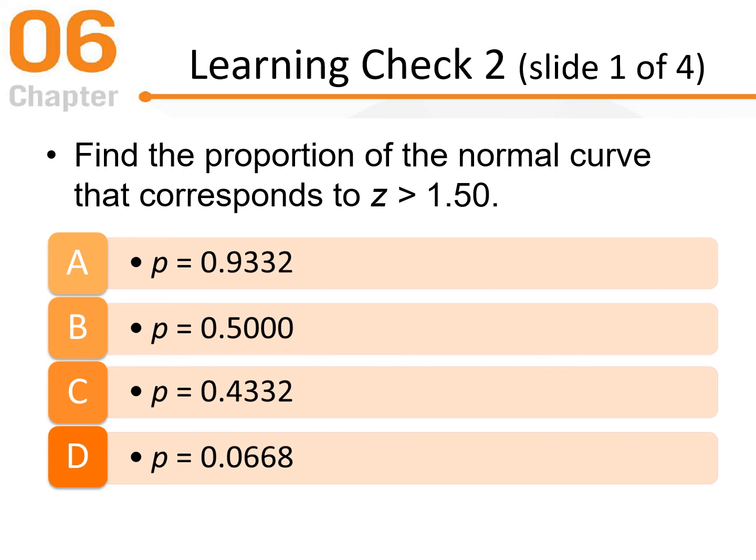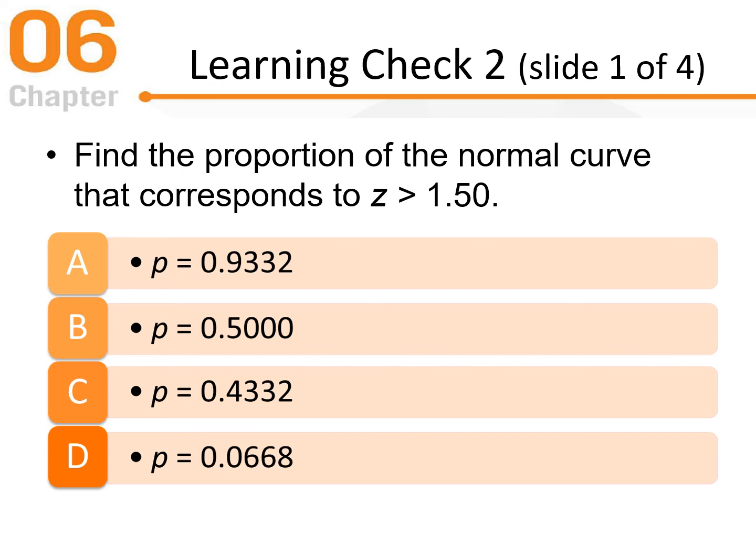So find the proportion of the normal curve that corresponds to a z greater than 1.50. Well, to find this, you're going to look up 1.50 in the table under column A. You would find 1.50 as your z-score. And if I want greater than 1.50, I want everything to the right. Since 1.50 is to the right of the mean, and I want everything to the right of 1.50, I want the tail, which is column C. So here I would look up 1.50, and I'd look up column C to find the tail. And that value is going to be really small.